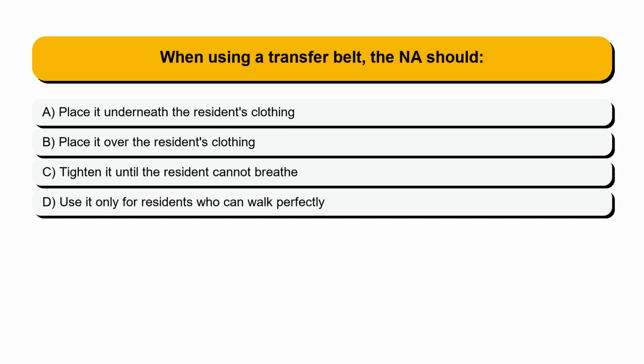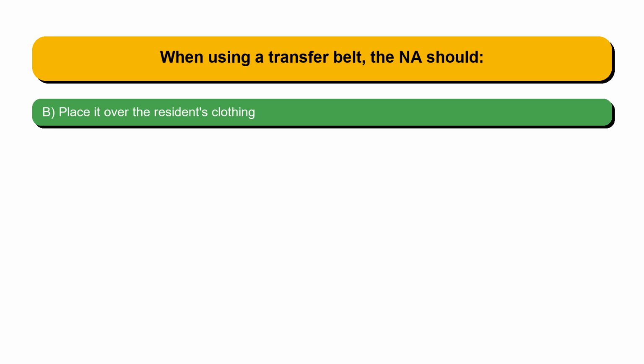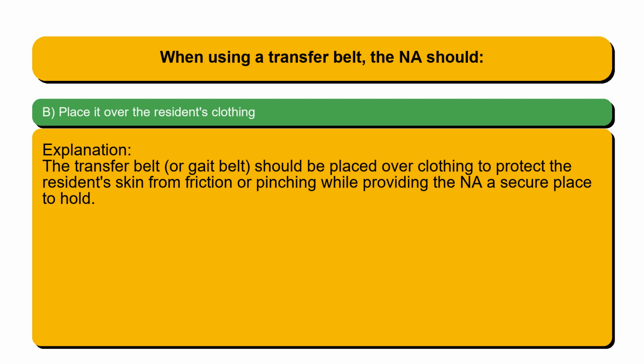Question 66. When using a transfer belt, the NA should: Option A, place it underneath the resident's clothing. Option B, place it over the resident's clothing. Option C, tighten it until the resident cannot breathe. Option D, use it only for residents who can walk perfectly. The correct answer is option B, place it over the resident's clothing. The transfer belt, or gait belt, should be placed over clothing to protect the resident's skin from friction or pinching while providing the NA a secure place to hold.